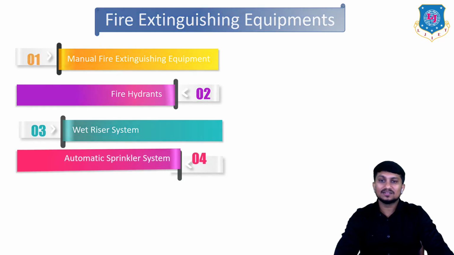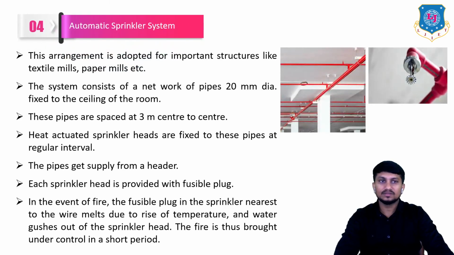And the last type of fire extinguishing equipment, which is used nowadays in a number of multi-story buildings, is the automatic sprinkler system. This is how the automatic sprinkler system looks like. This arrangement is adopted for important structures like textile mills, paper mills, etc. The system consists of a network of pipes 20 diameter fixed to the ceiling of the room. These pipes are spaced at 3 meters center to center. You can clearly see. Heat actuated sprinkler heads are fixed to these pipes at regular intervals.